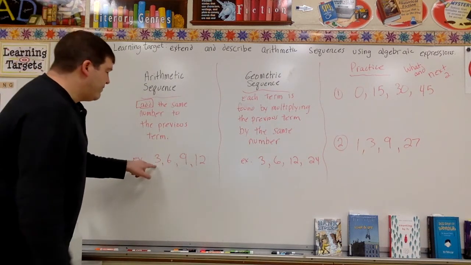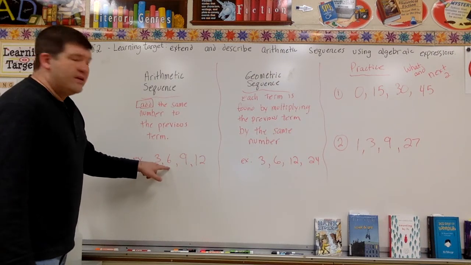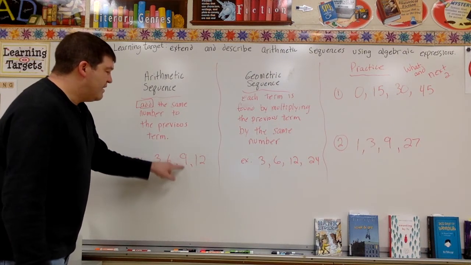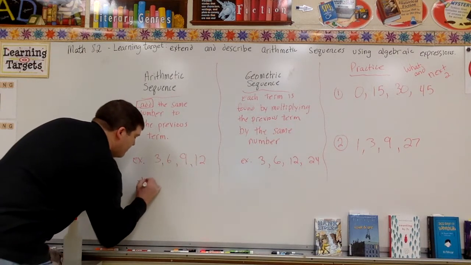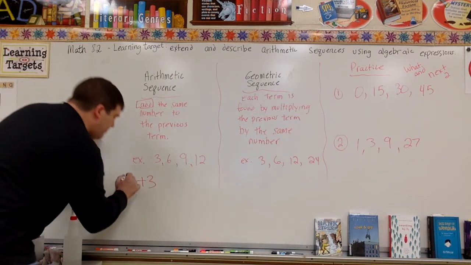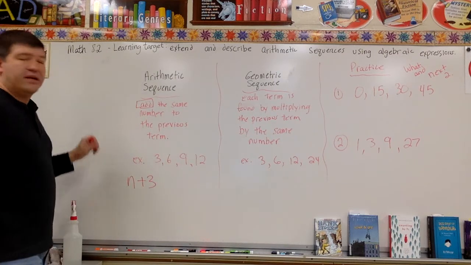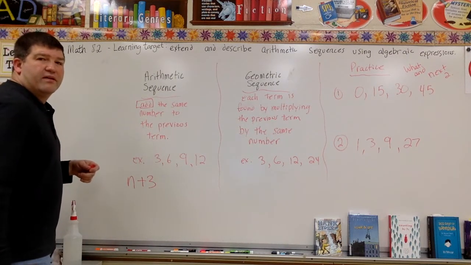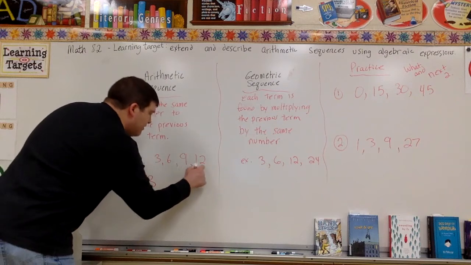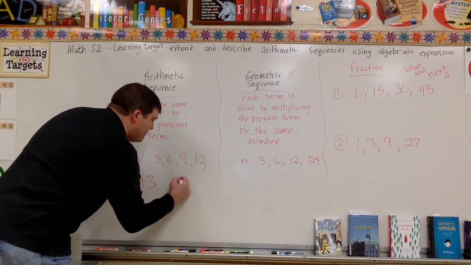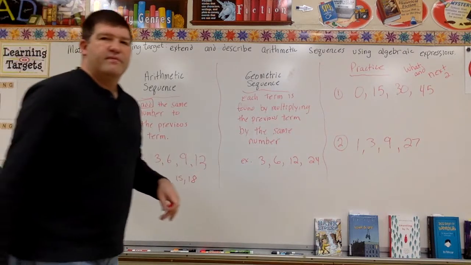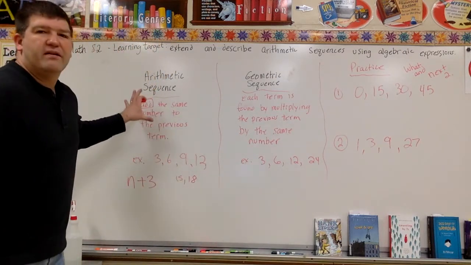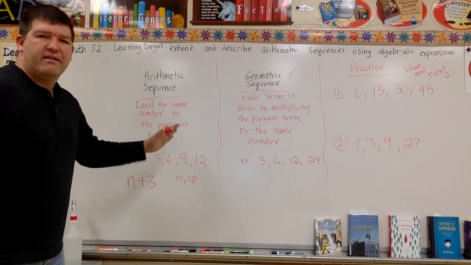Now let's try adding. 3 plus 3 is 6. 6 plus 3 is 9. 9 plus 3 is 12. So my rule is plus 3. I can say any number plus 3 will keep me going here. Now from 12, I could extend it to 15, to 18, and on and on and on. So that's an arithmetic sequence where you add.